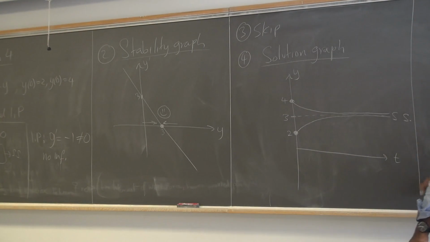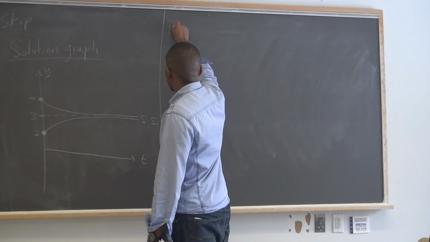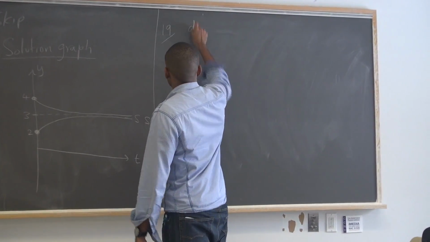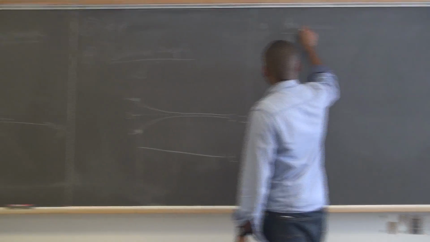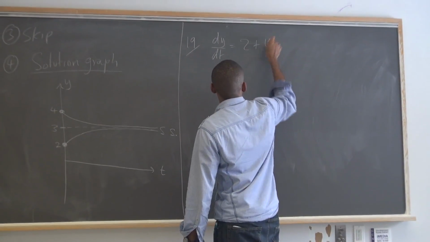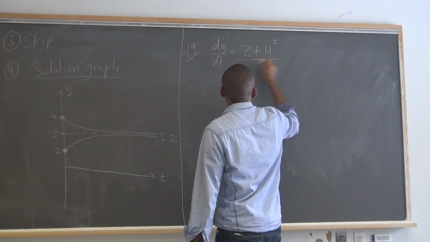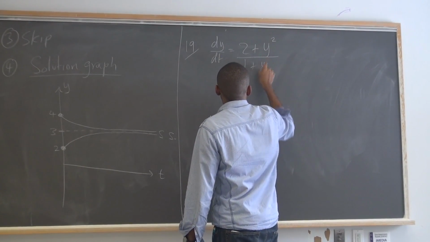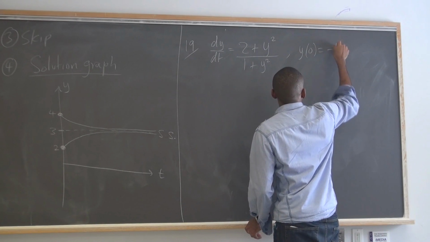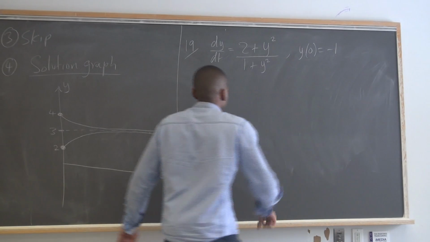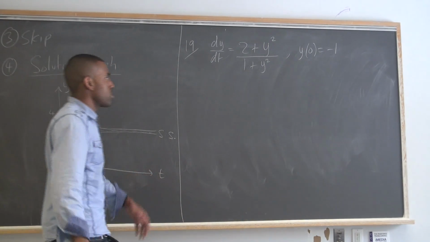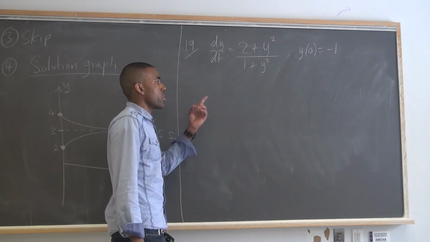Other questions? 19. Okay, what does that one say? dy over dt equals 2 minus y squared over 1 plus y squared, and then the initial condition is y of 0 equals -1. Yeah, so for graphs like these, we could go through the stuff and graph it, because I think we did learn how to graph this in chapter 5, but they actually gave you the graphs.